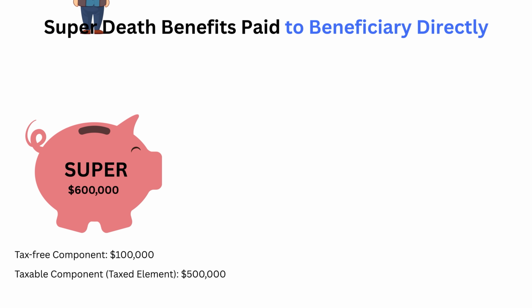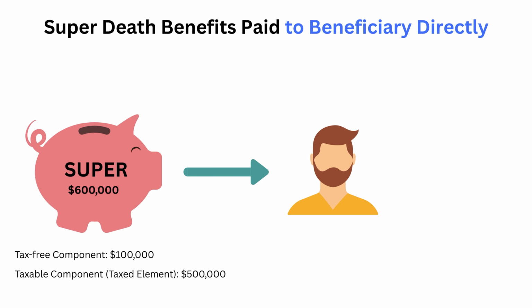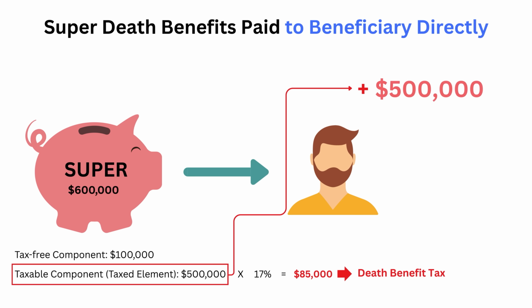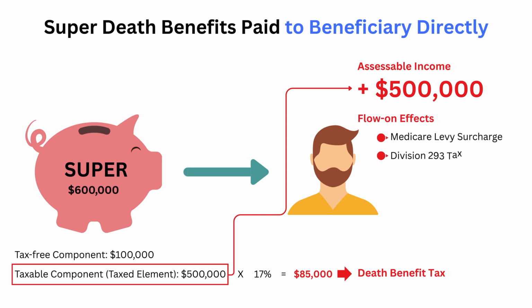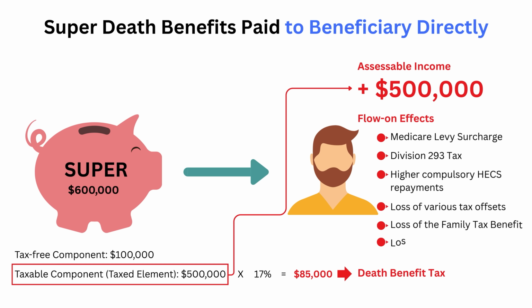If Josh's super were paid directly to Dave, not only would Dave face up to 17% tax on the taxable component, but the lump sum would also be counted as assessable income in his personal tax return. A sudden spike in assessable income can have flow-on effects across many other areas of Dave's finances. He could be hit with Medicare levy surcharge if he doesn't have private health insurance, face Division 293 tax, and be required to make higher compulsory HECS repayments, all while potentially losing access to various tax offsets, the family tax benefit, and the childcare subsidy.